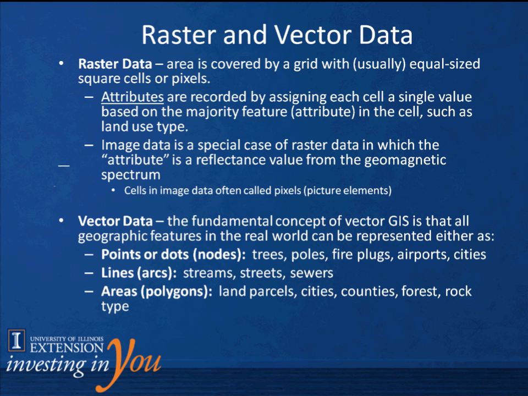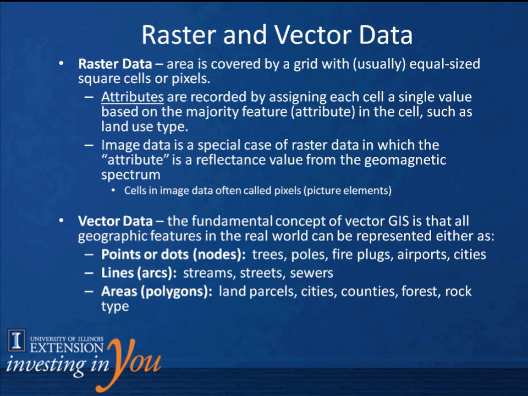A little bit more about raster and vector data. When we create a raster data layer, you're basically creating an area that's covered by a grid with usually equally sized cells or pixels. Each of these cells is assigned an attribute, recorded based on whatever the majority feature in that cell is. This will become clearer when we look at a picture of what a raster data set looks like. Image data is itself a raster type because the cells of an aerial image contain attributes. So aerial imagery would be an example of a raster data set.